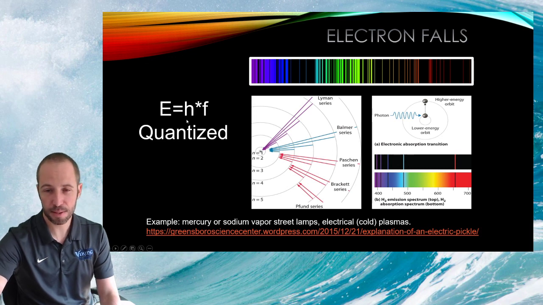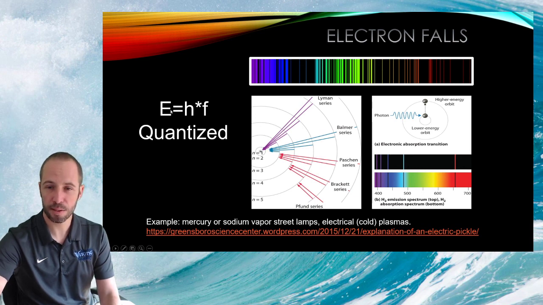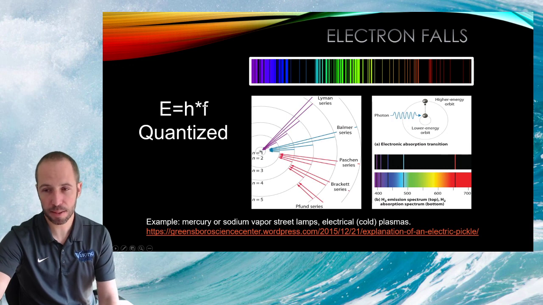H is a constant, it's just some number, it's called Planck's constant. You can look it up if you ever need it. I don't think we're going to do any math with this. But I need you guys to know that the bluer the light, the more energy. The redder the light, the less energy. It's directly proportional. So the farther something falls, the more potential energy it gives up, the higher the frequency of the light that's created. As that electron falls, a photon, an individual chunk of light shoots out.